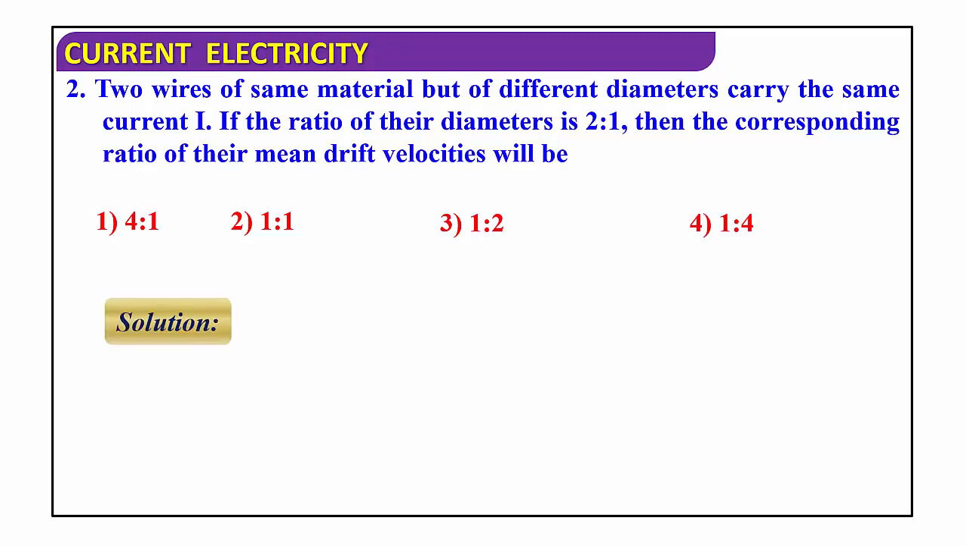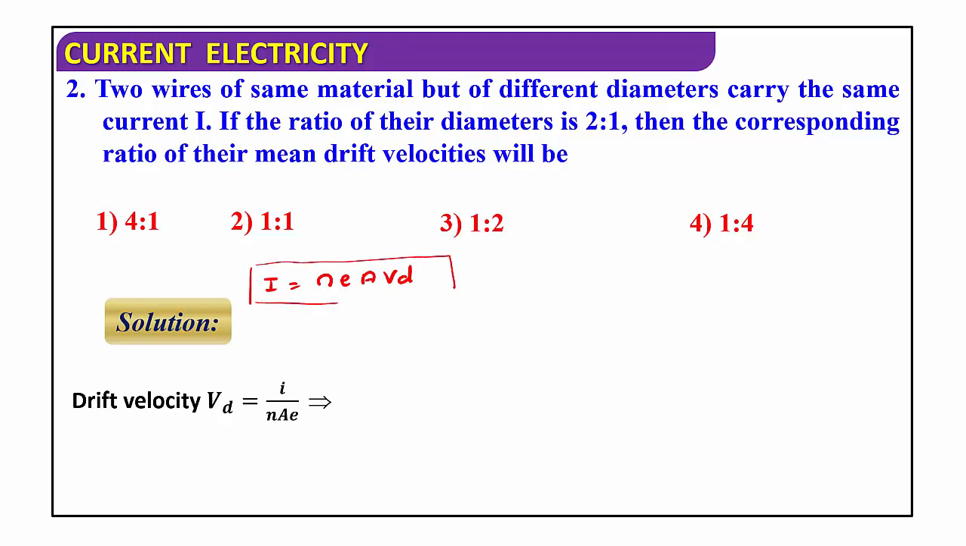Come to the solution. Yes, drift velocity is given by the equation Vd equal to I divided by nAe. If you have any confusion, you can remember this equation I equal to nAeVd. This equation we already derived in our regular classes, or it can be written as Vd equal to I divided by nAe. Now you can observe here Vd is equal to I divided by nAe.